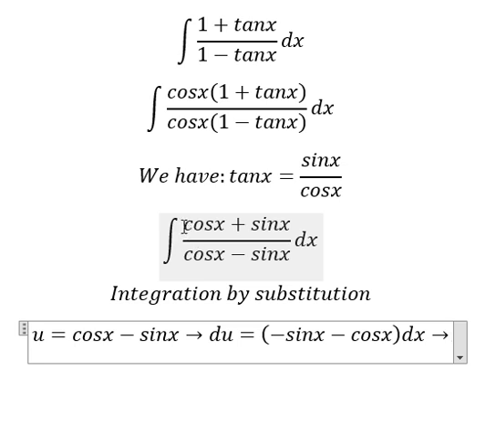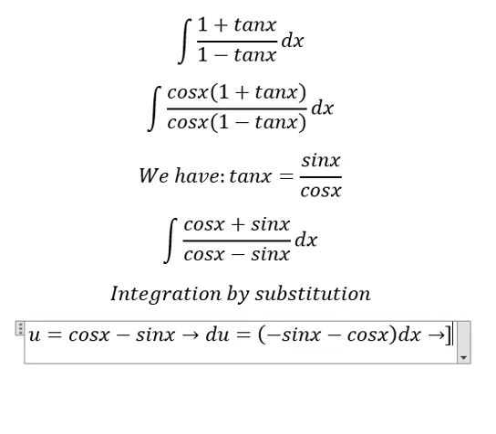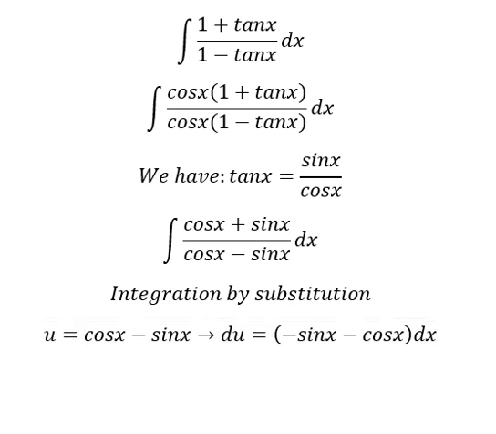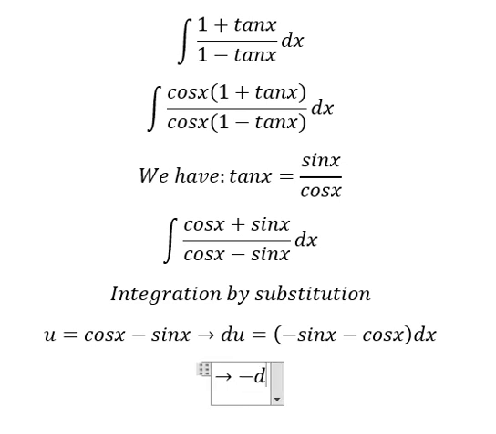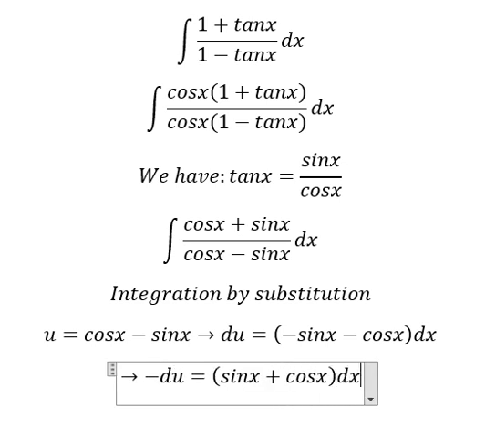This one we have positive and positive, so we put negative and negative go outside. So we have negative du equals sine x plus cosine x dx.